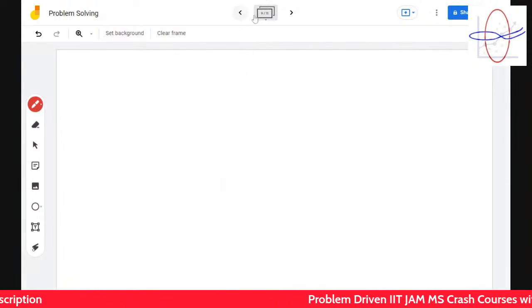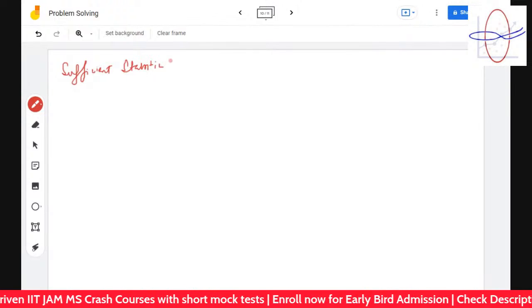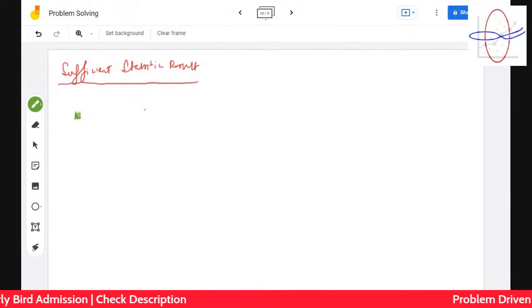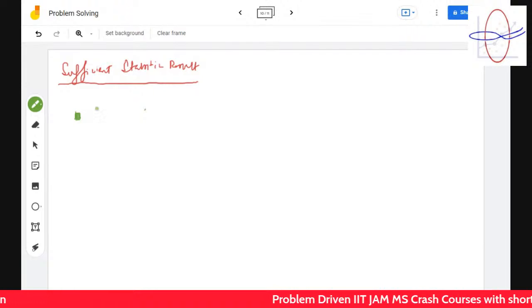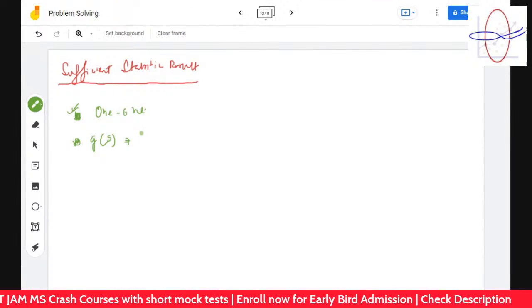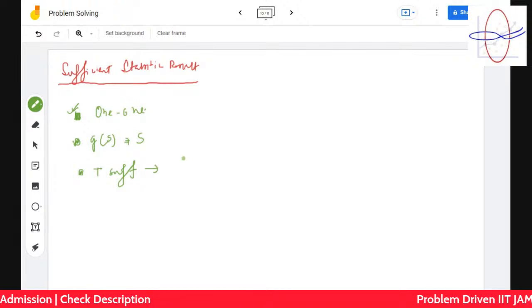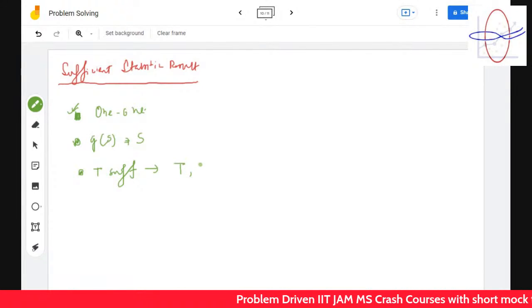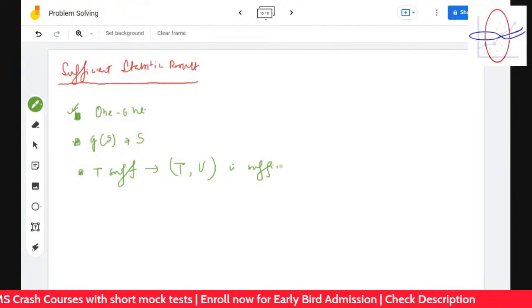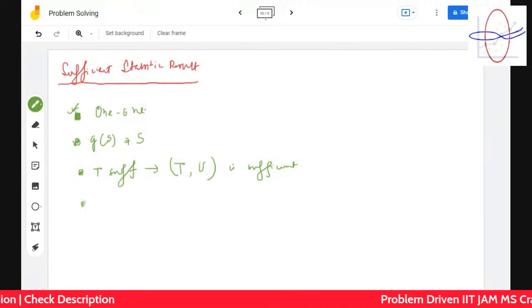So sufficient statistics results, I have done it in our crash course actually. One-to-one function is done. g of S implies S, that is also done. The other cases are if T is sufficient, then if you take any T comma any other function U, this is also sufficient because it contains T. You can understand that, yeah, this is also sufficient. Okay. And yes, so this is also sufficient.